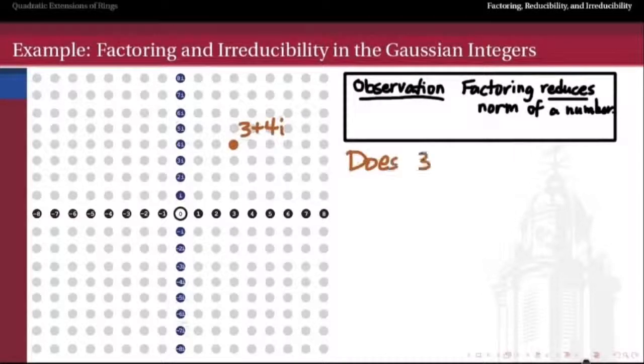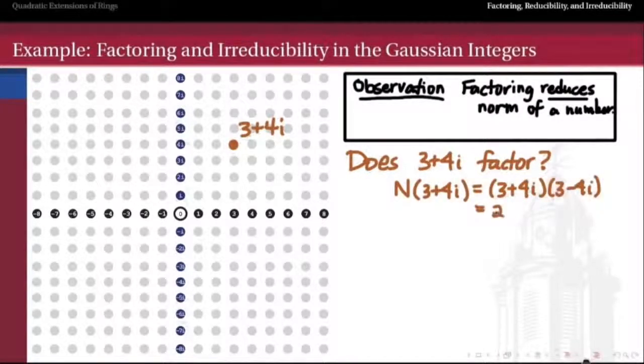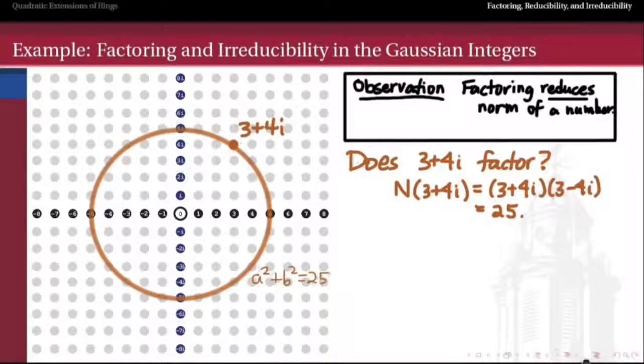How about 3 plus 4i? And I want to ask the question, can we factor 3 plus 4i over the Gaussian integers? In the same way as we did a few slides ago, let's begin by asking the question, what is its norm? So we'll compute the norm of 3 plus 4i. The norm is 25. And if we look at the set of all Gaussian integers that have a norm equal to 25, that looks like this circle of radius 5 in the complex plane. So it includes 3 plus 4i, but also 4 plus 3i, negative 3 plus 4i, and so on. So it includes a lot of other things.